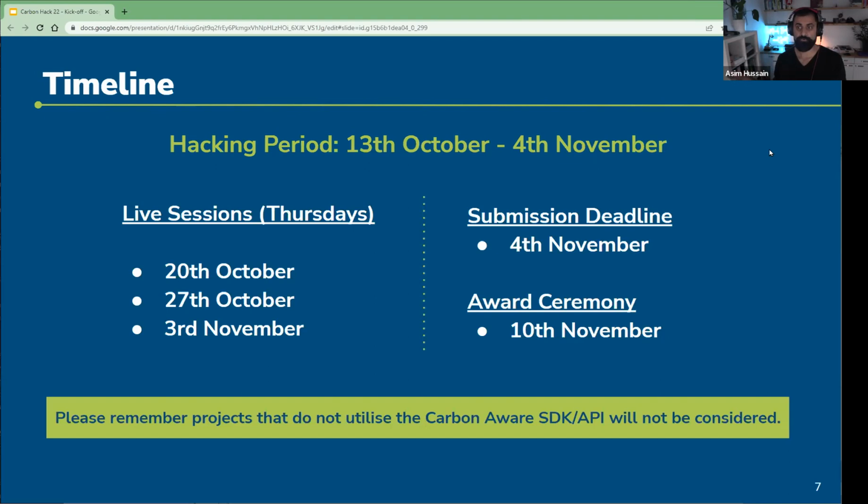Submissions close November the 4th. Projects are shortlisted by the Green Software Foundation by November the 8th. There's going to be an initial shortlisting phase, and then the judges will deliberate from November the 9th, and awards are distributed during our closeout event on November the 10th. Essentially, November the 4th is the end, and after that there'll be a judging period, and then the prizes and awards will be announced on November the 10th.